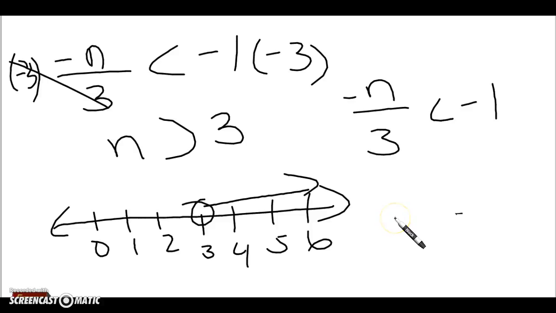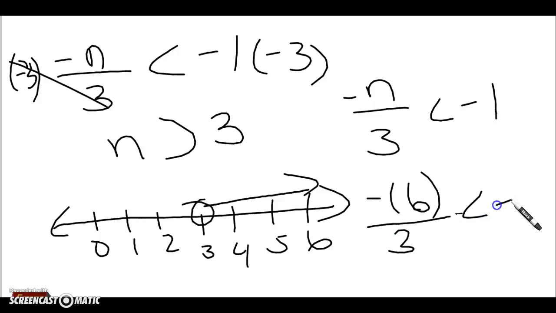Okay, let's try 5. No, let's try 6. I like 6 better. So we'll do negative, we're not putting negative 6, we're putting 6 in, but it's a negative in front of the n. So that's why I put it in parentheses to remind us of that. So negative times 6, and see if that's less than negative 1.